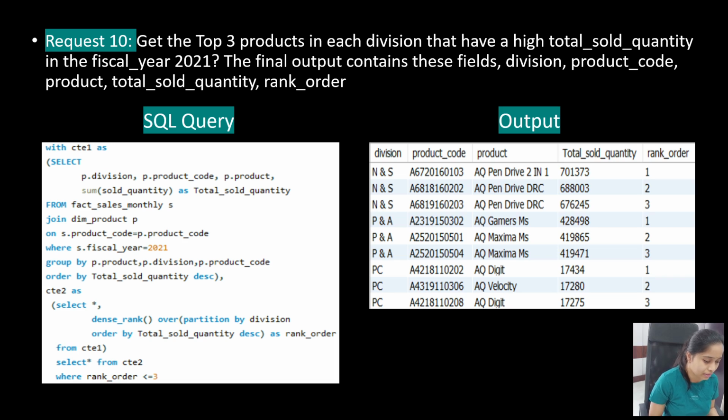Here I have created 2 CTEs. The first CTE is for getting the top selling products for all divisions, and the second CTE is to get the top 3 based on total sold quantity per division. And this is the output. Here we can see division-wise top products with their total sold quantity and their rank order. Let's move to the insights part now.